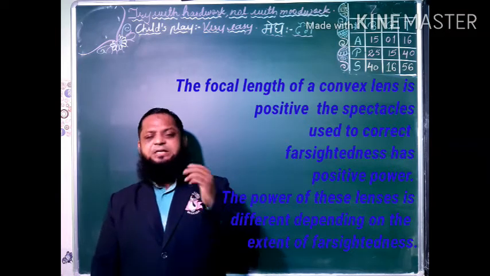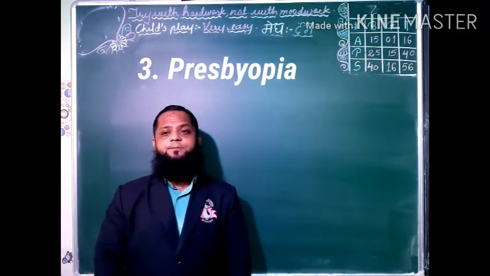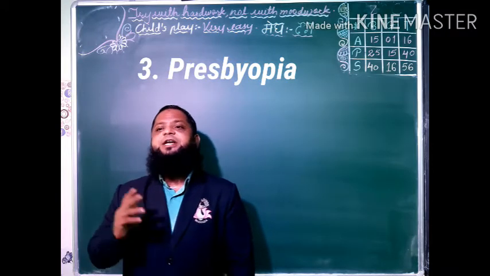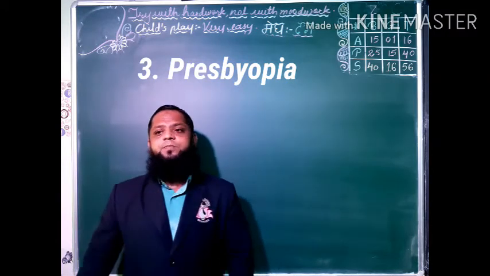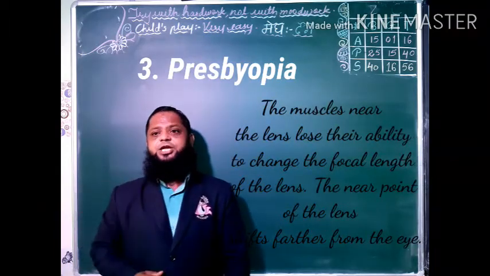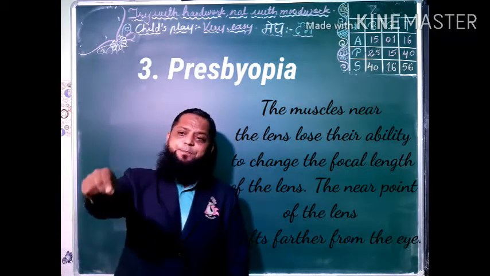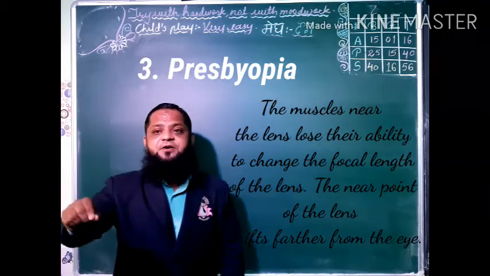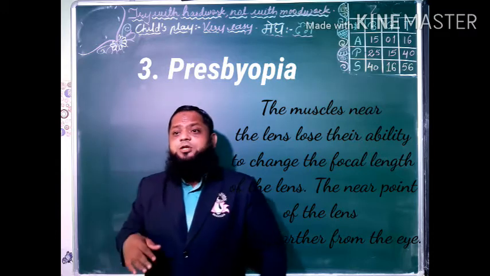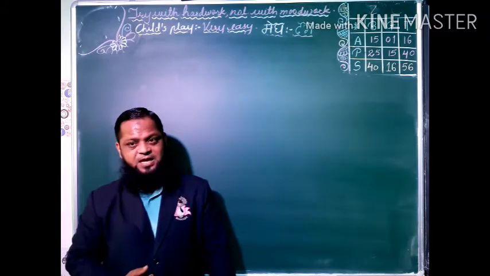Now third is presbyopia. Third defect, presbyopia. So generally, the focusing power of the eye lens decreases with age. The muscles near the lens lose their ability to change the focal length of the lens. The near point of the eye shifts farther from the eye. Because of this, old people cannot see nearby objects clearly.